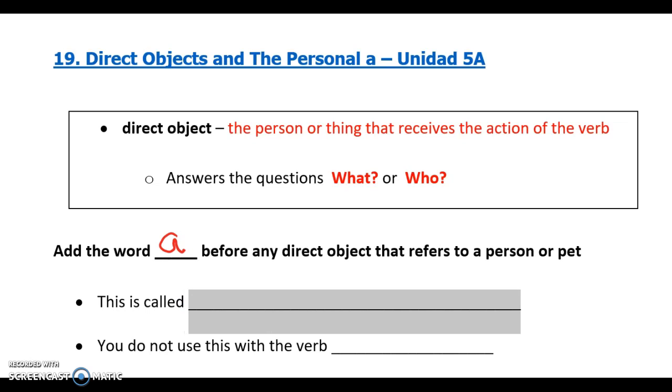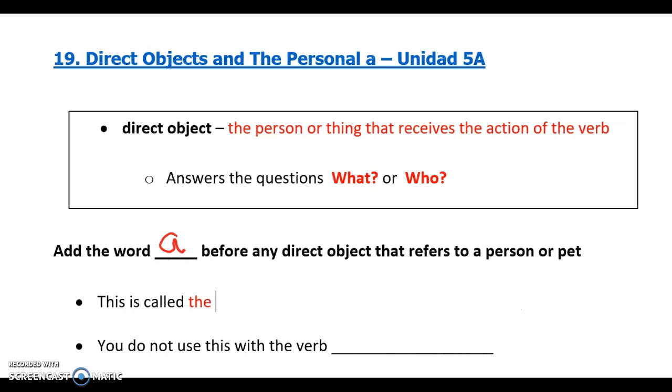So what we're going to do here is we're going to bring that back again. Once again, this a that goes in front of a person or a pet is called the personal a.